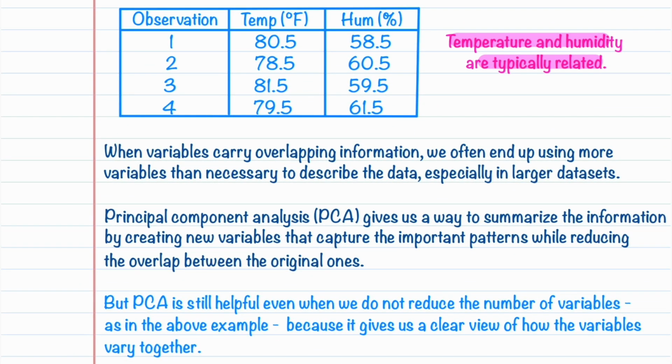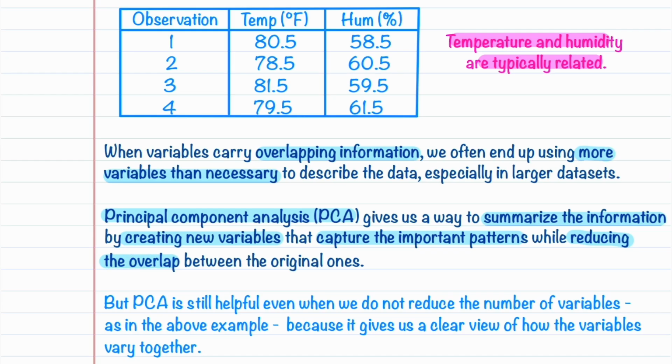When variables carry overlapping information, we often end up using more variables than necessary to describe the data, especially in large data sets. Principal Component Analysis, or PCA, solves this by summarizing the information and creating new variables that capture the important patterns in the data while reducing the overlap.